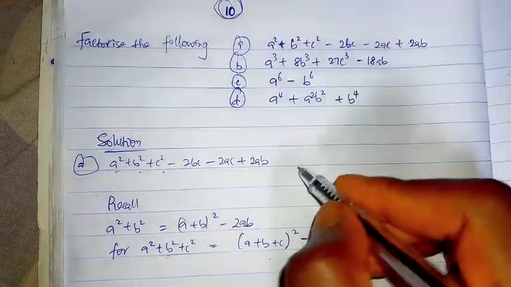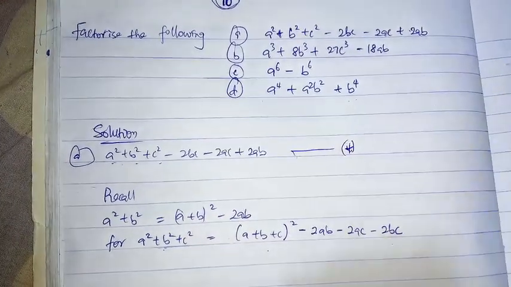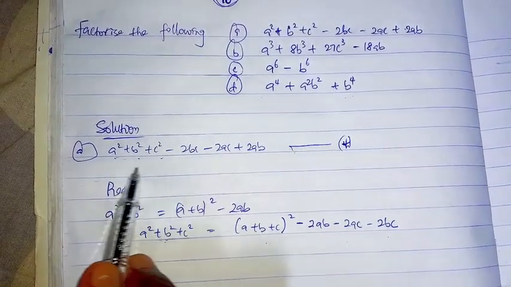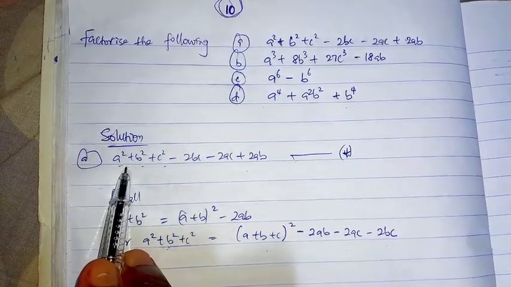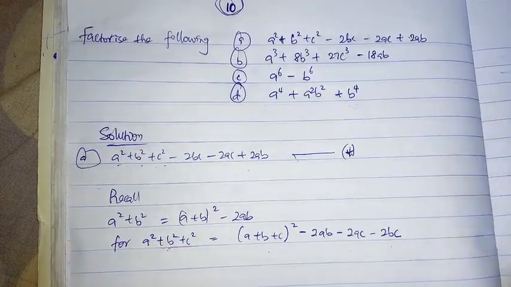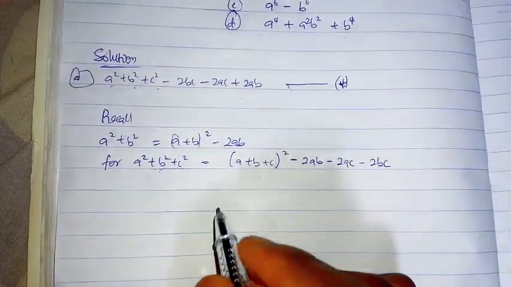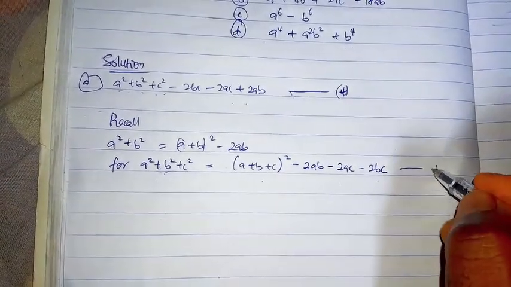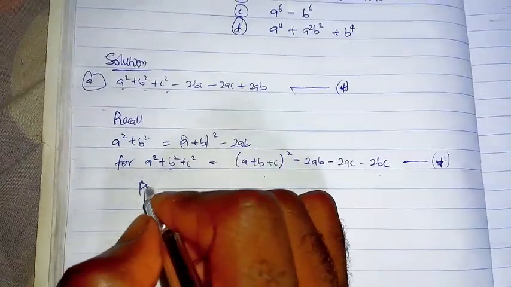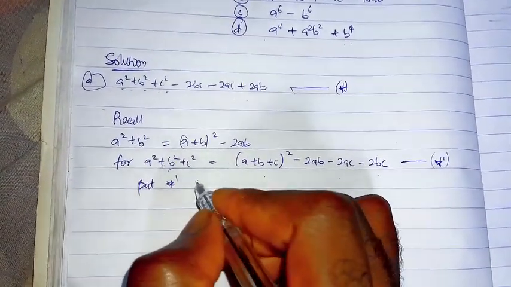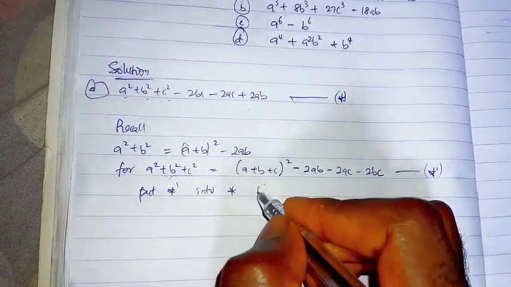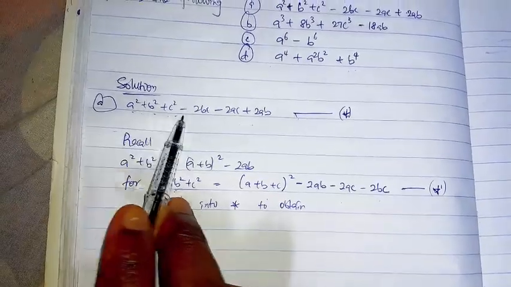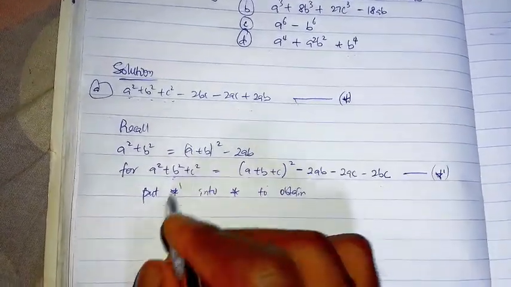As simple as that. Now, let's call this star. If this is star, what does it now mean? Put this new expression into star wherever you see a squared plus b squared plus c squared, so you can then continue and factorize it. Let me say star prime. Put star prime into star to obtain what? Only these three is the same thing as all this, so let's rewrite it.